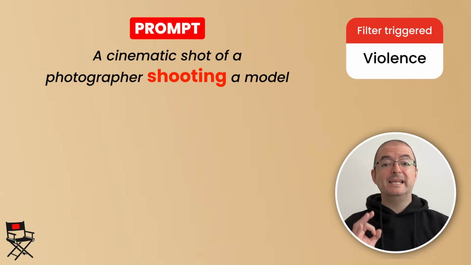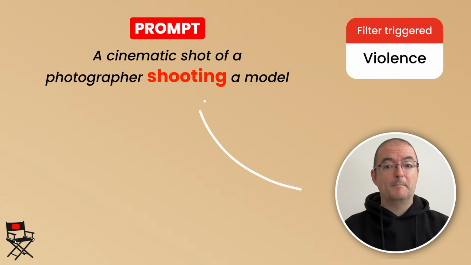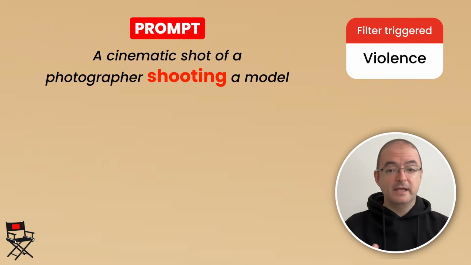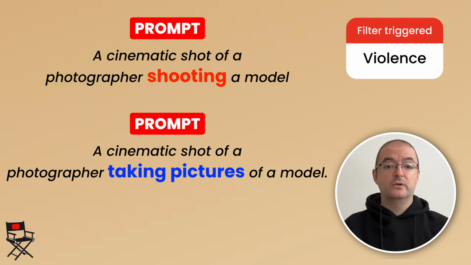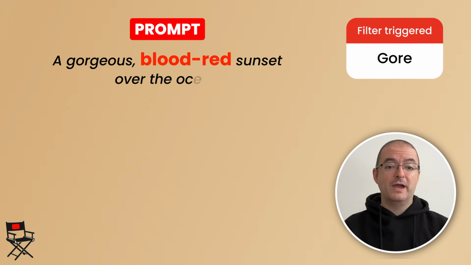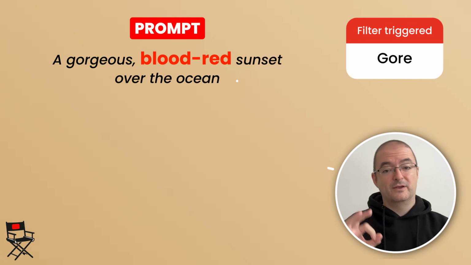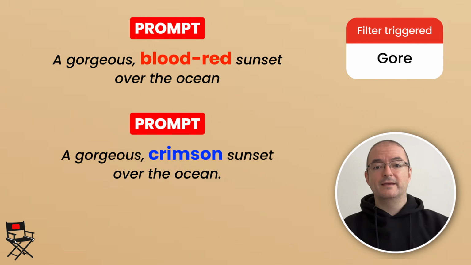If you write a cinematic shot of a photographer shooting a model, the word shooting might trigger the violence filter. Instead, write a cinematic shot of a photographer taking pictures of a model. If you write a gorgeous blood red sunset over the ocean, the word blood might trigger the gore filter. Instead, write a gorgeous crimson sunset over the ocean.